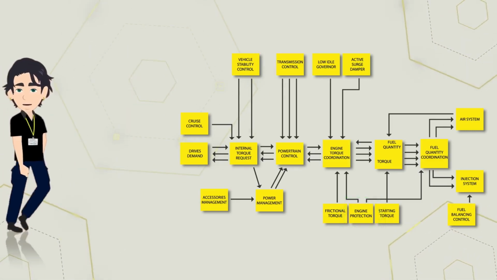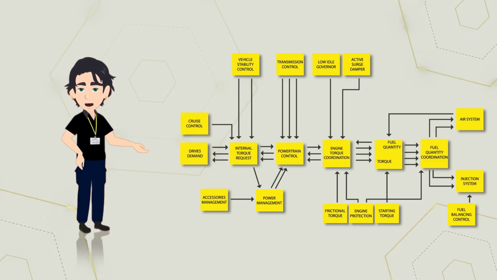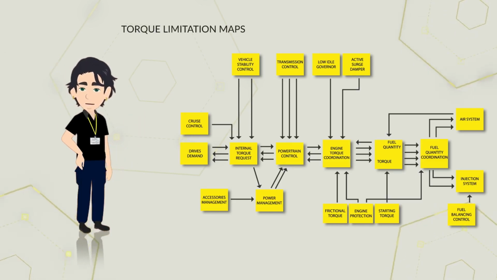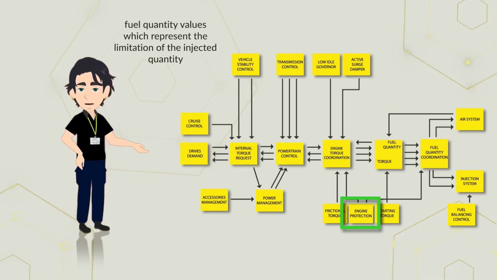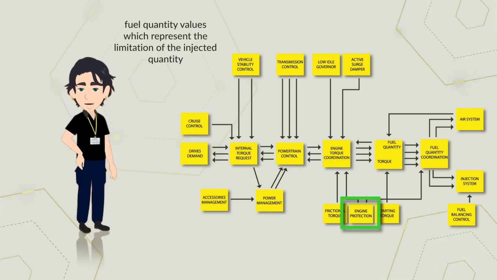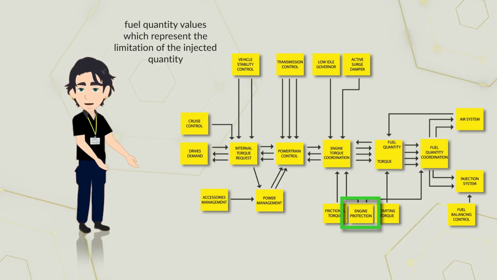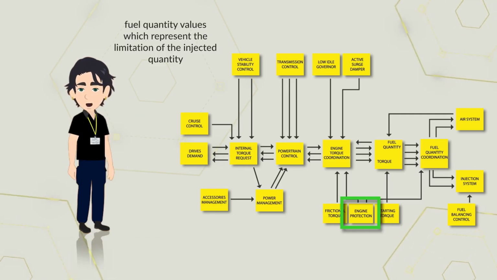Pay close attention now. It is at this point of the strategy that the so-called torque limitation maps intervene. The same block could contain fuel quantity values which represent the limitation of the injected quantity. These limitations can be linked to physical limits of the engine or its components, such as the maximum flow rate of the injectors, or to limits set by the manufacturers.